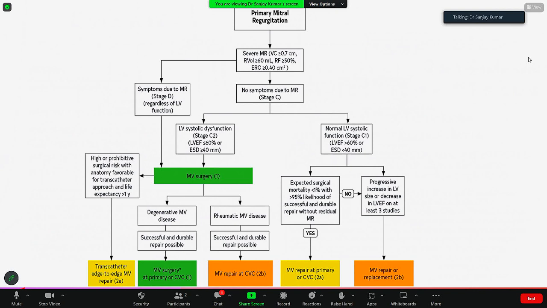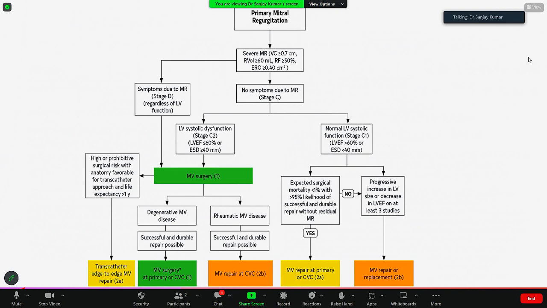So now we are talking about those patients, again, mitral valve surgery. If there is degenerative mitral valve disease or rheumatic mitral valve disease, the whole thing changes. Degenerative mitral valve disease is more common in Western countries, unlike our scenario, where it is more predominantly rheumatic mitral valve disease. If it is degenerative mitral valve disease and it appears that it can be successfully repaired, then we use various techniques, depending on what kind of pathology it is.